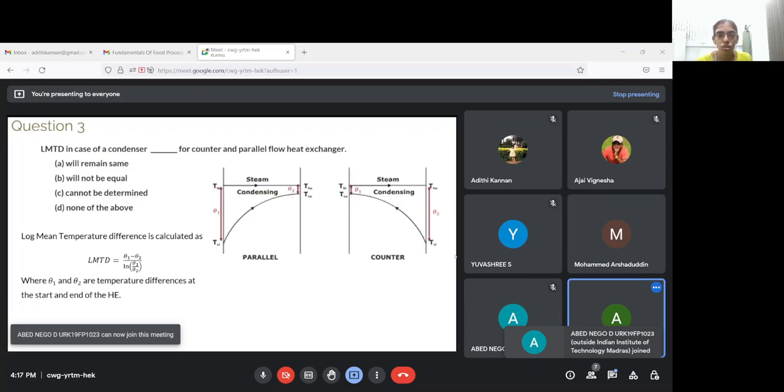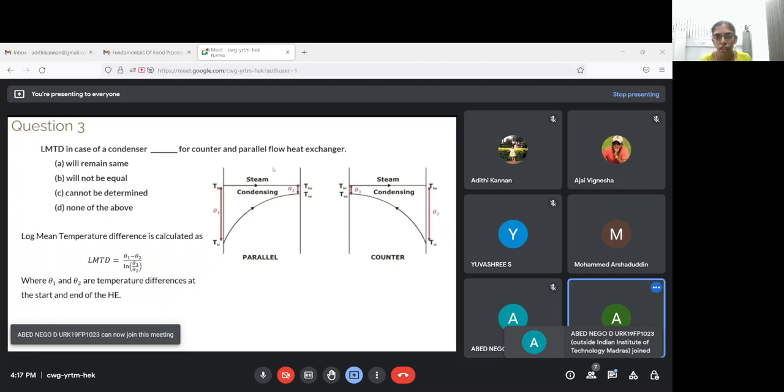Okay. So theta 1 will always be the temperature difference between the two fluids at L equal to 0. And theta 2 will always be the temperature difference at L equal to L, that is here at the end of the heat exchanger. This is valid for all heat exchangers, whether it is counter or parallel, whether it is a condenser or boiler or any normal kind of heat exchanger. This is like the standard terminology for theta 1 and theta 2.